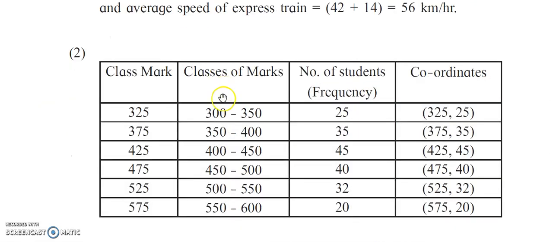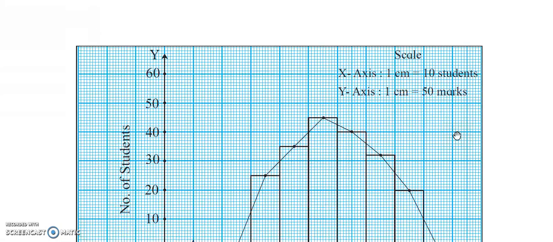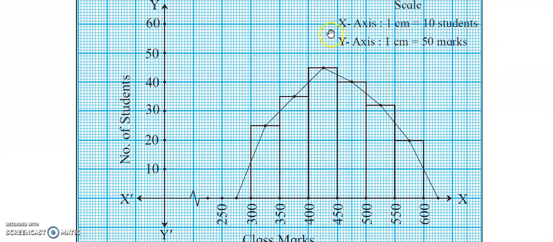Now see this table, class mark. Using this class mark we can find out the classes: 300 to 350, 350 to 400, 400 to 450, 450 to 500, 500 to 550, 550 to 600, and the frequency and their respective coordinates. Now by using these points we can draw the graph. To draw the graph we have taken the scale: on the X axis 1 centimeter equals 10 students, on the Y axis 1 centimeter equals 50 marks, and in this way here is a green line.